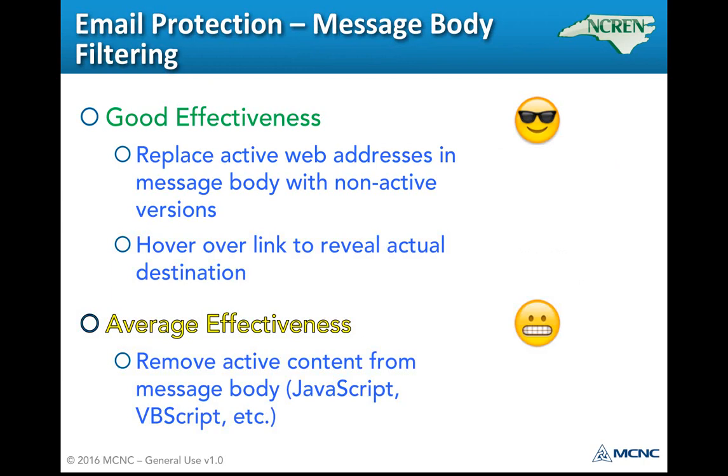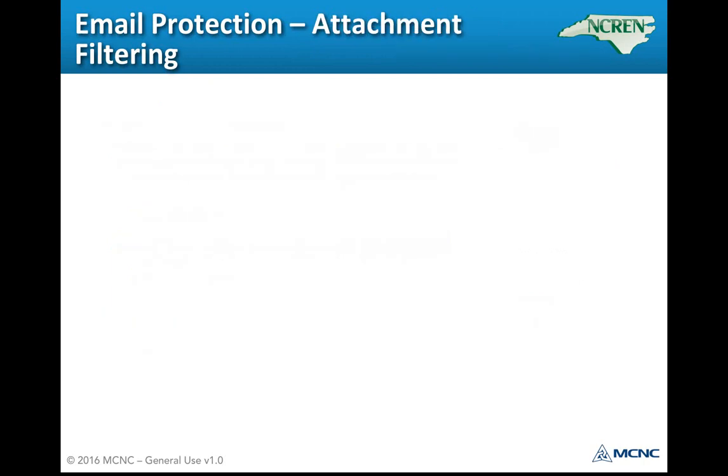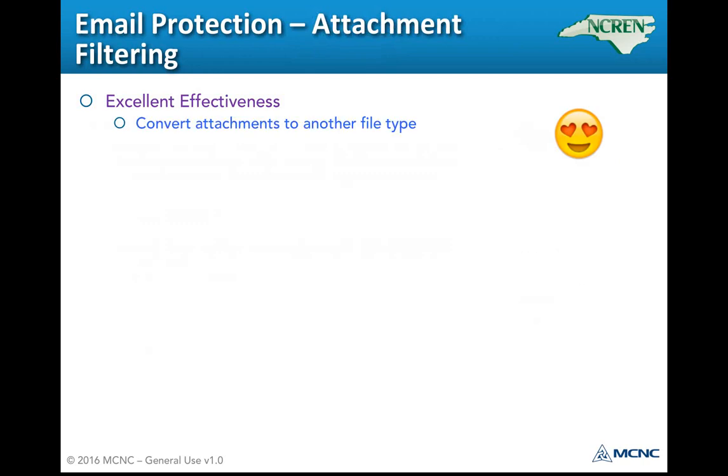And then lastly, they talk about filtering, protecting email attachments. So they have several items under the heading of excellent effectiveness for protecting against attachments. The first one is convert attachments to another file type. So what that means is, as an example, if a Word document is attached to an email, convert that to a PDF and deliver that to the end user so that they can read it, but they can't open it as a Word document. They have found that to be very effective.